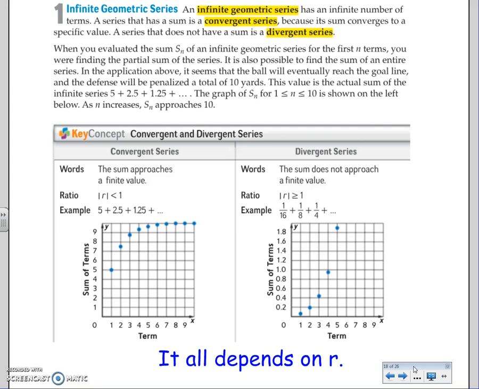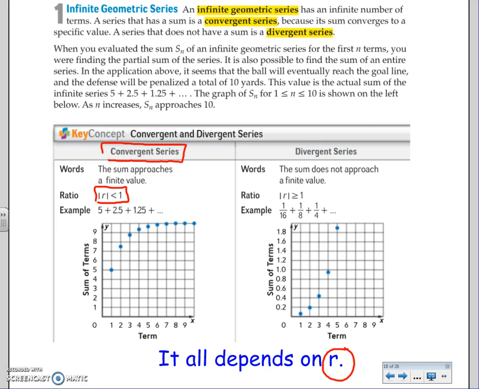The big thing is it all depends on r, the common ratio. The series is convergent if the absolute value of r is less than 1. So it's basically between -1 and +1, but it does not include 1 itself. Divergent means the sum will not have a value. That's when the absolute value of r is greater than or equal to 1. It doesn't matter if it's positive or negative because it's absolute value.